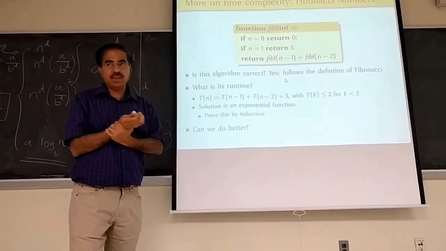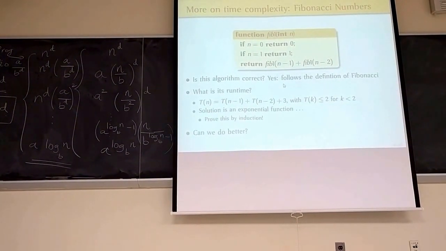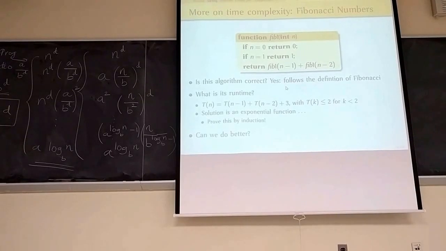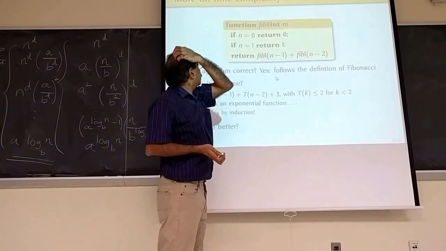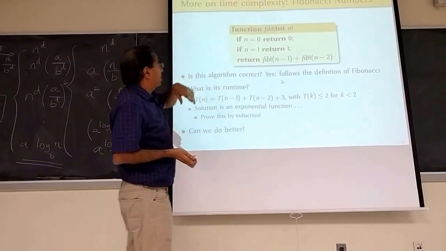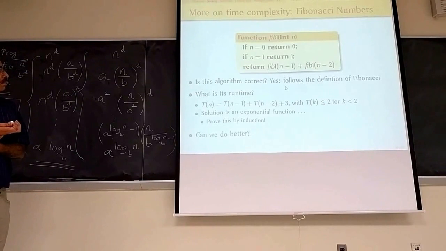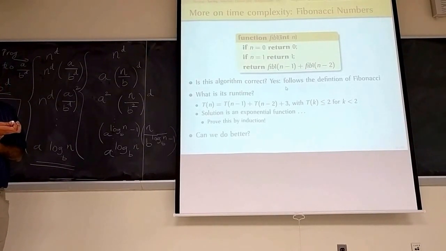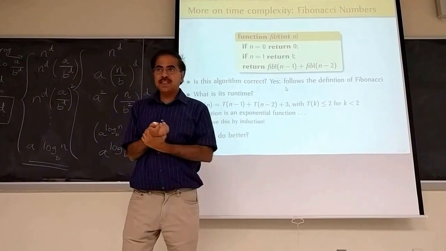So the Fibonacci series is something that you all know about. So Fibonacci, if n equal to 0, return 0. If n equal to 1, return 1. Otherwise, return the sum of the two previous Fibonacci numbers, right? So this is a recursive formulation of Fibonacci.